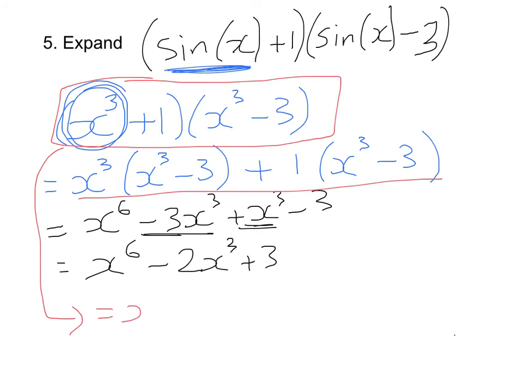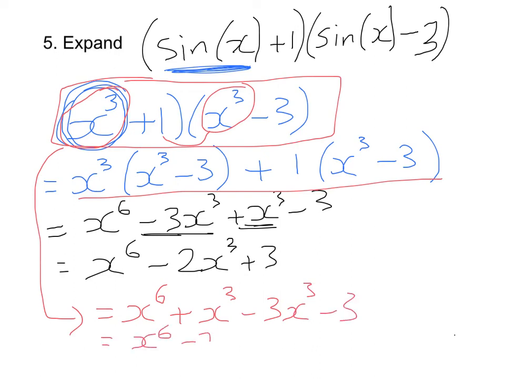So we'll just go x cubed times x cubed plus 1 times x cubed minus 3 times x cubed minus 3, and then we'll collect up the like terms again. Okay, I'm going to use a new slide to do the one with sine in it, but it's exactly the same principle.